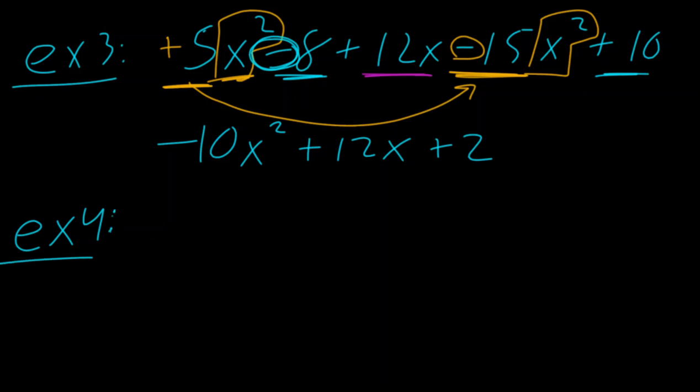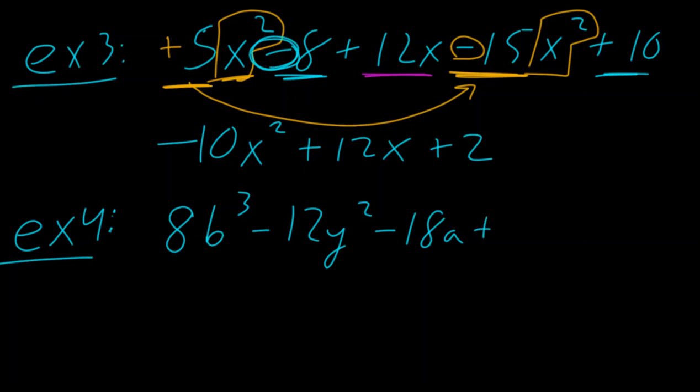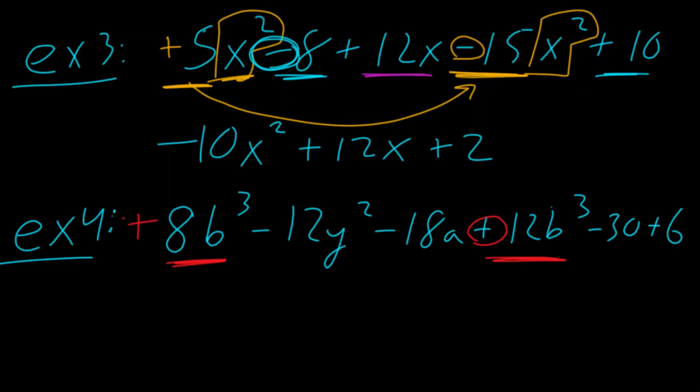Let's make this very, very tricky. 8b cubed minus 12y squared minus 18a plus 12b cubed minus 30 plus 6. Alright, let's see what combines and what doesn't. I notice here that I have an 8b cubed plus a 12b cubed. They're both positive. And of course 8 plus 12 will give us 20b cubed.